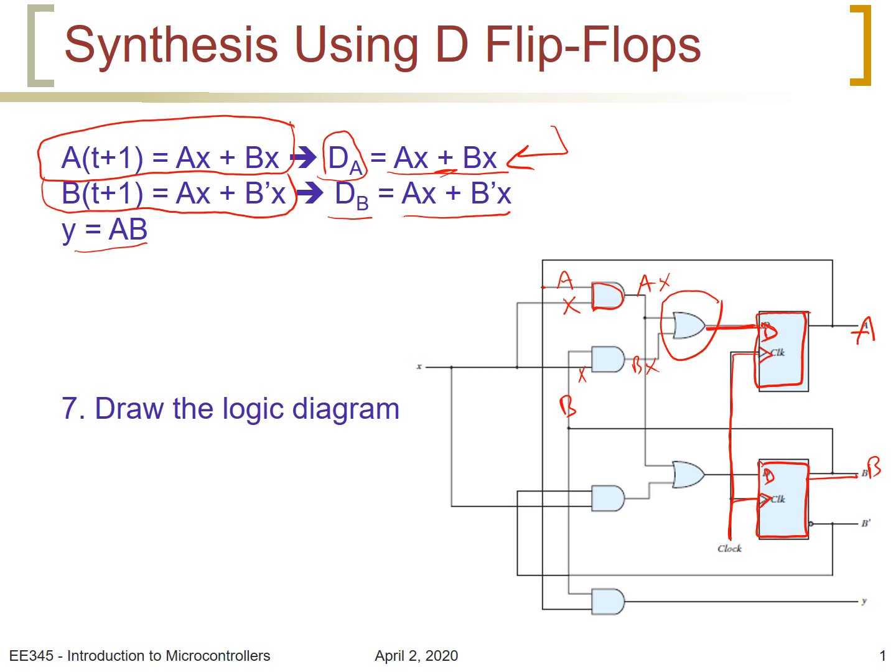Same thing exactly for D of B, it's equal to AX plus B prime X. Therefore, AX, which we derived here, the same output of this gate will be input to this OR gate here, and the second one is ANDing of B prime. This is B, and this is B prime here. We write B prime and X. So this is B prime X, and this would be D of B. The output Y is so simple because it's A and B. And this completes the synthesis of the sequential circuit using the flip-flops.